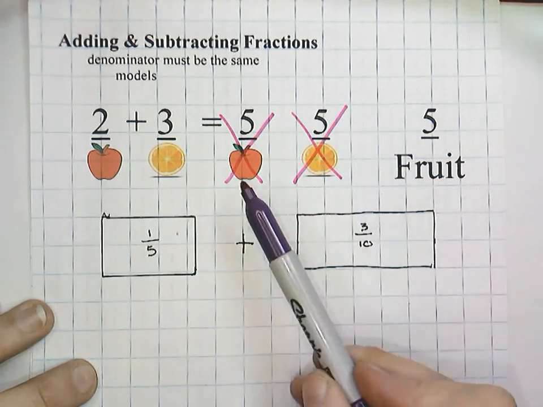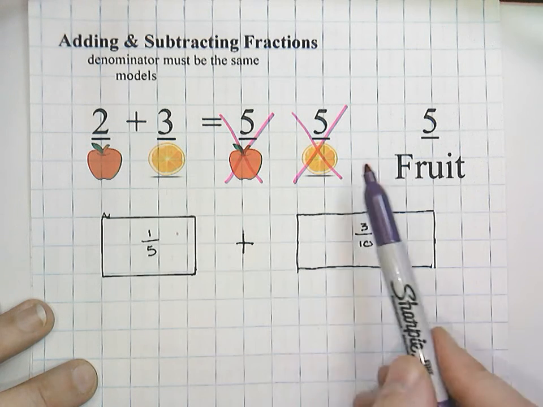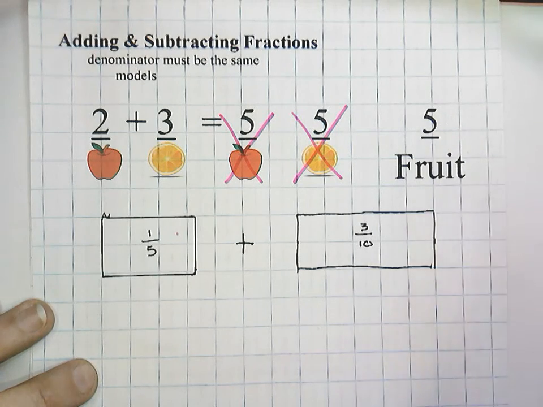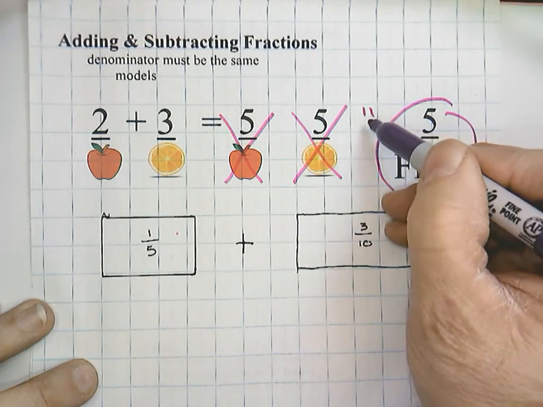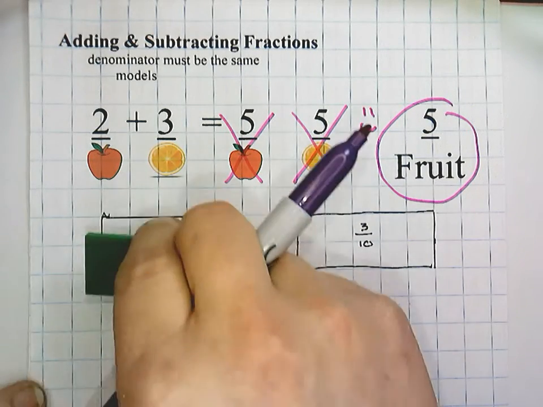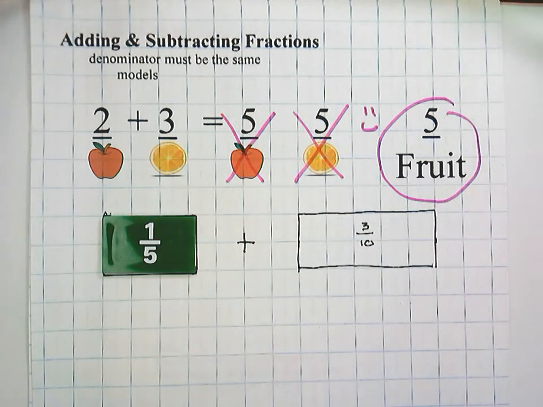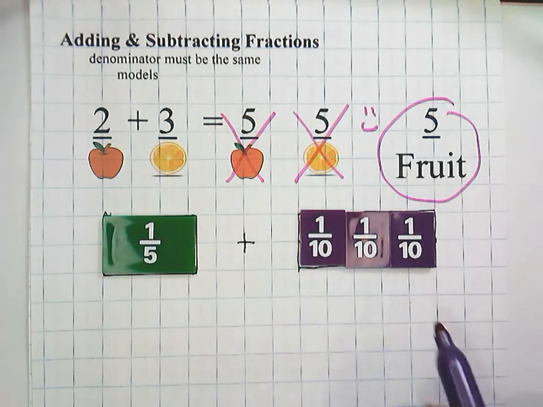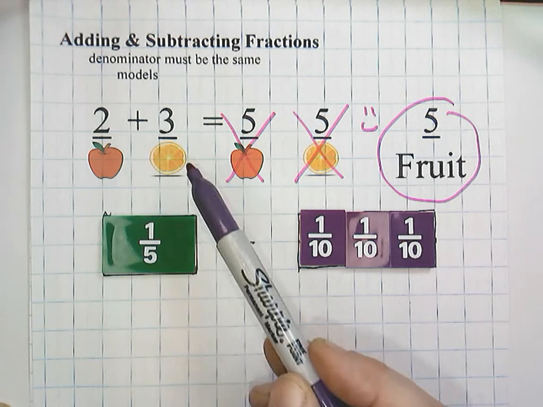But what you do is you want to find something in common. Both the apples and the oranges, in this case, are fruit. So you could say that you have 5 pieces of fruit, and this would be perfectly fine. Fractions are similar. So for example, if you have 1/5 and add that to the models of 3/10, it's similar in the sense that you have apples and oranges.